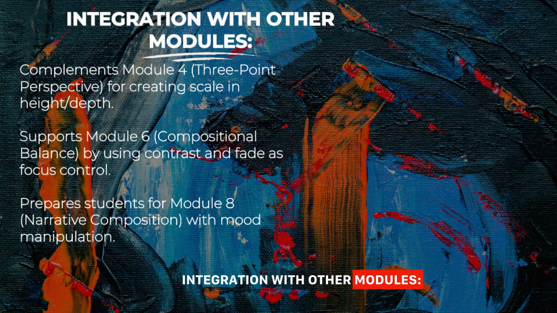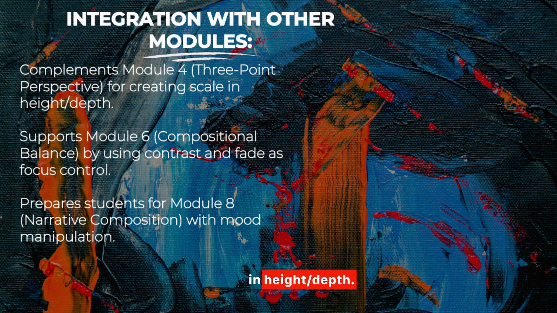Integration with other modules. This module complements Module 4, 3-point perspective, for creating scale in height and depth. It supports Module 6, compositional balance, by using contrast and fade as focus control. It prepares students for Module 8, narrative composition, with mood manipulation.